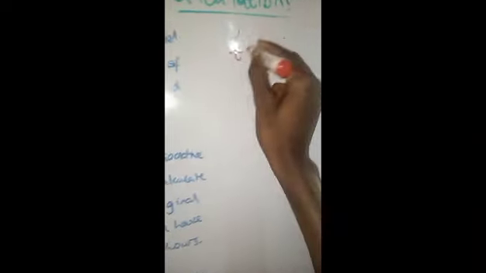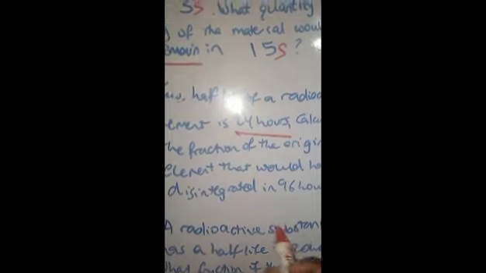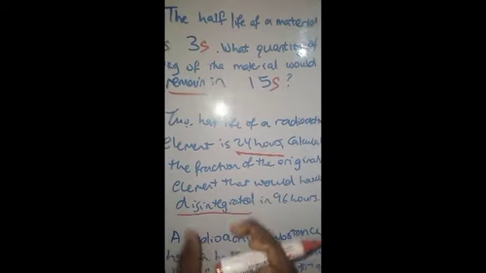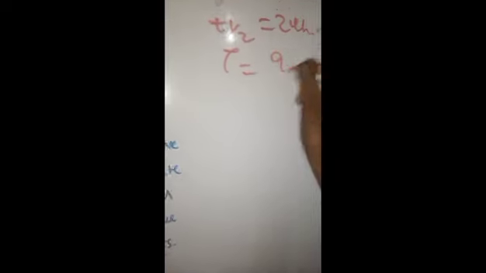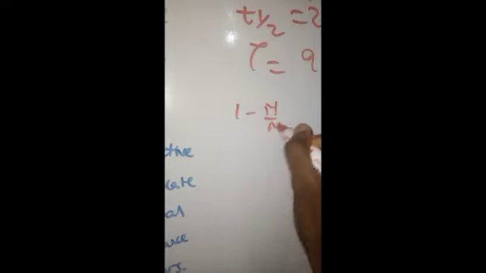Half-life is what? 24 hours. Yes, the fraction that would have what? Disintegrated. So this one is not remaining. What would have disintegrated in 96 hours? This is your time, 96 hours. So you are looking for your what? What has disintegrated? That's technically 1 minus N over N naught. Yes, so you know how to get it.